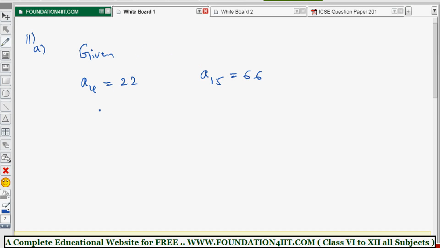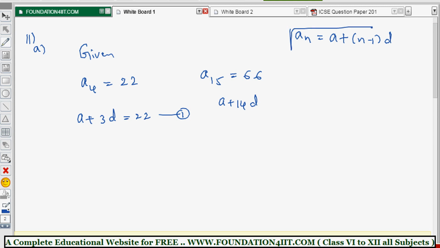Let a be the first term and d the common difference. Then a plus 3d is 22, equation 1, and a plus 14d is 66, equation 2, because an is equal to a plus n minus 1 into d, you know the formula. By solving both, you get the a and d values.